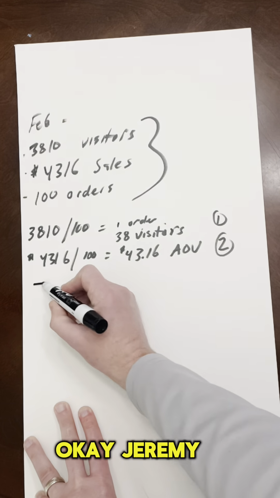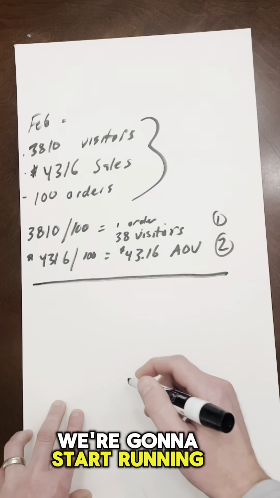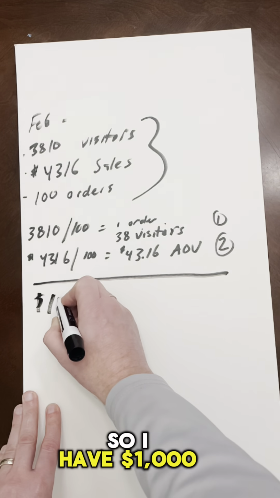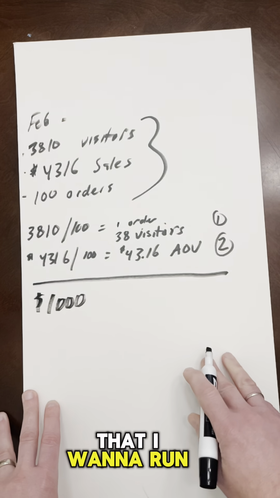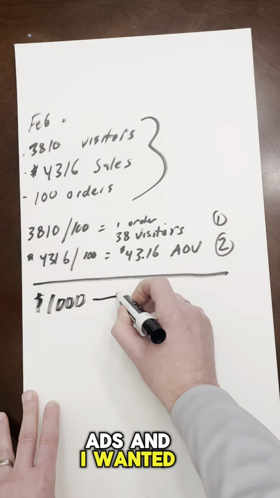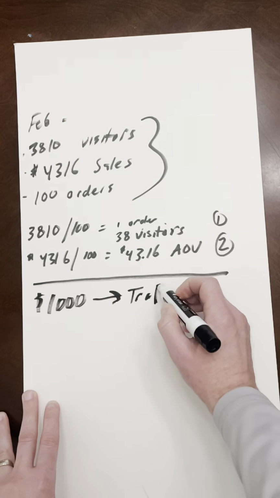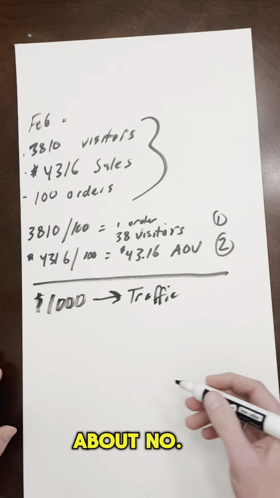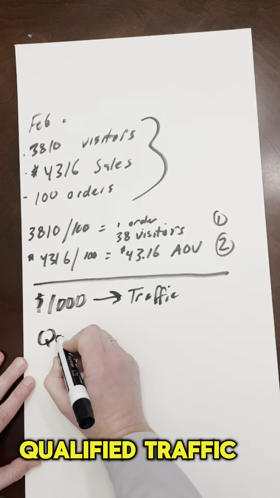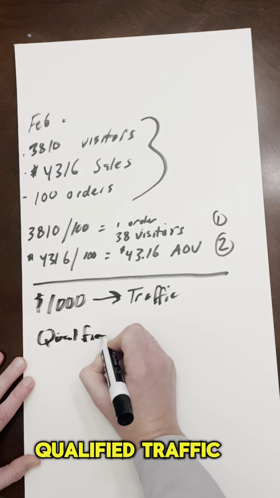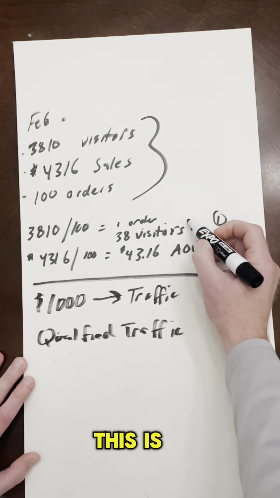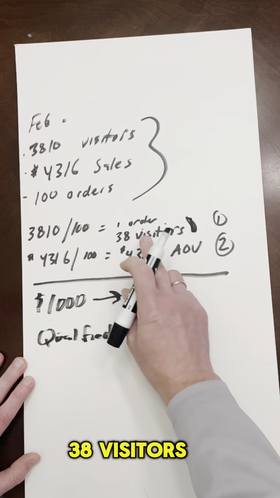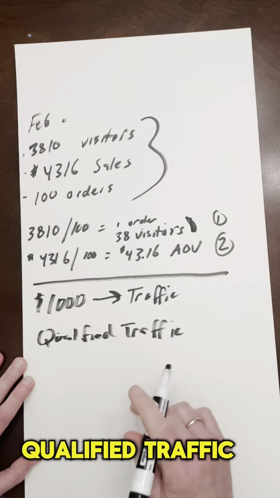So if you said, okay Jeremy, that's great, we're going to start running ads now. I have $1,000 that I want to run, and I want to send traffic to my page. All right, a couple of things to think about. Number 1, you want to send qualified traffic. You're not just going to send random cold traffic there because you're not going to convert. This is going to get worse: 38 visitors for 1 order is going to get worse. So you're going to use qualified traffic.